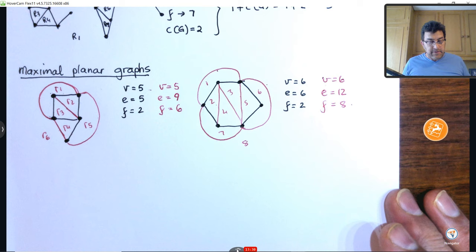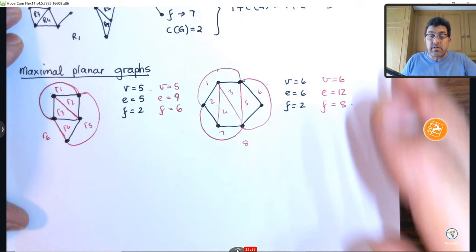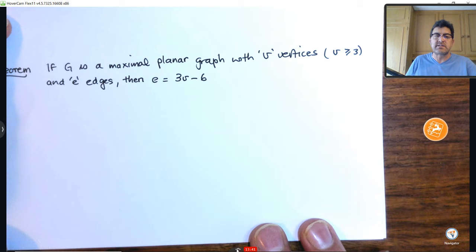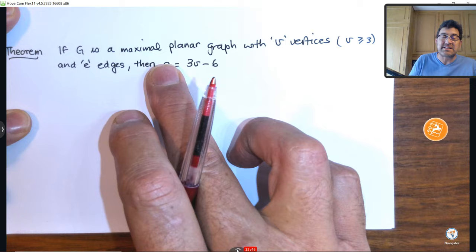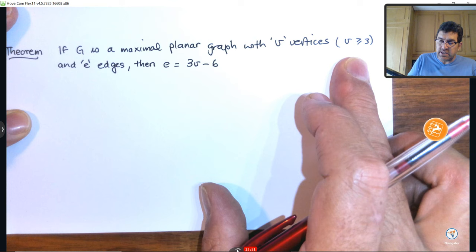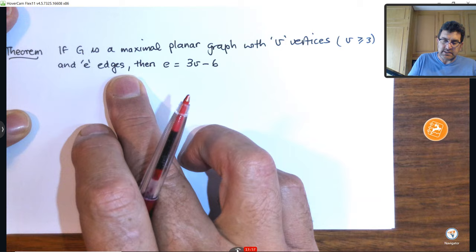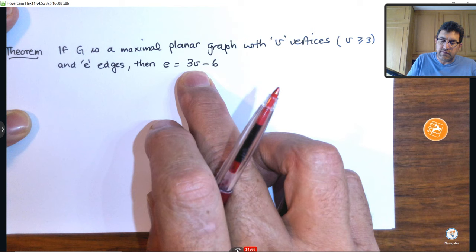Okay, so we now want to prove a theorem about maximal planar graphs, and that theorem says the following. If G is a maximal planar graph with V vertices and V is bigger than or equal to 3, and E edges, then the number of edges can be found by taking the number of vertices, multiplying it by 3, and subtracting 6 from that number.